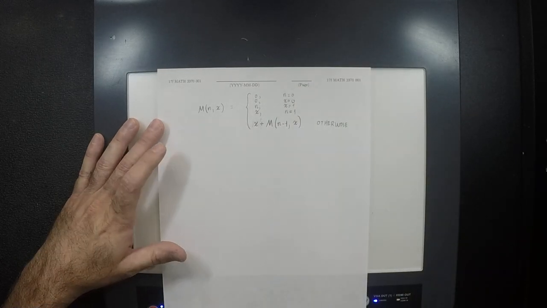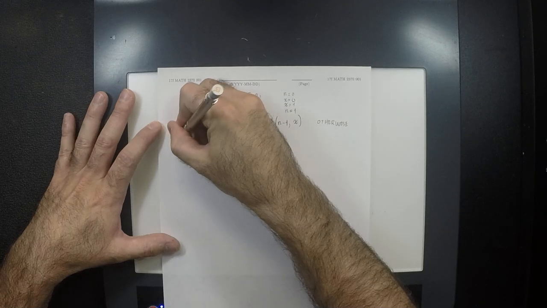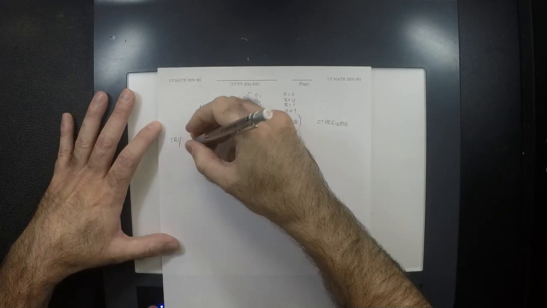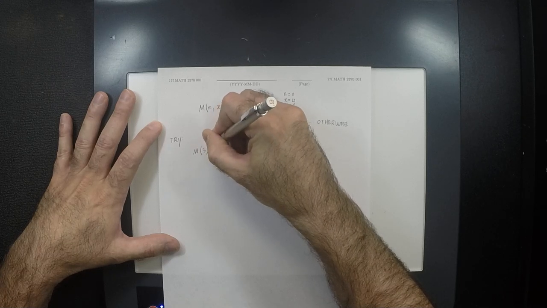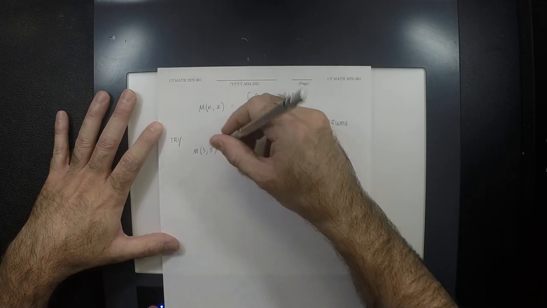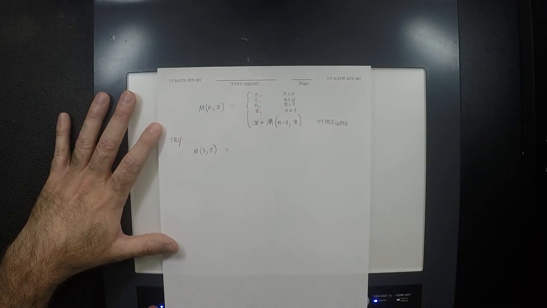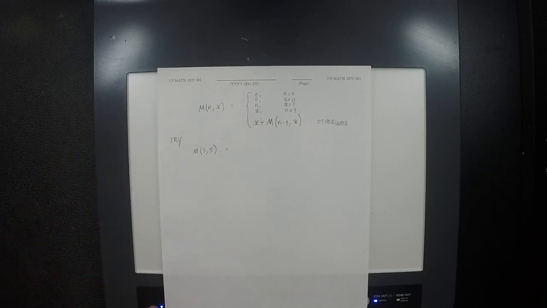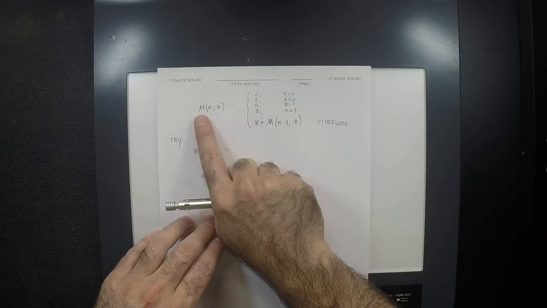Okay, so let's see if this works. Let's try it with 3 and 5 again. So m of 3 and 5. So which case are we in? The otherwise case, right? We're going to start calling it the recursive case. So why are we going to call it the recursive case? Right. So the name of this function is m.